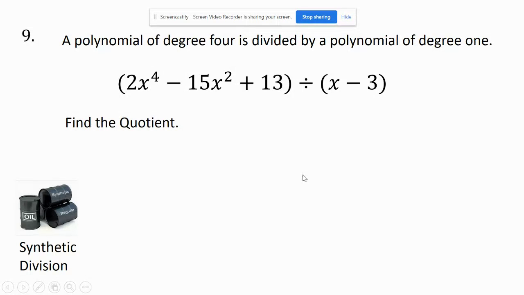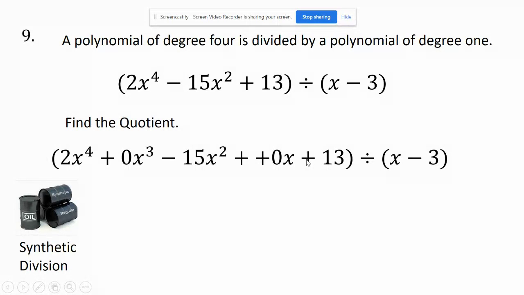might want to rewrite this a second. I'm going to use synthetic because there's no number in front of this x. Well, technically there's a number 1. I would say no number, but it means it's 1. But notice I rewrote it with zeros, because in order to do this correctly, if you have an x to the fourth, there has to be an x cubed, an x squared, an x, and a 13. So there were no x's and no x cubes, so I wrote zeros there.